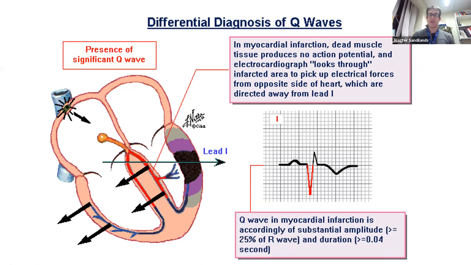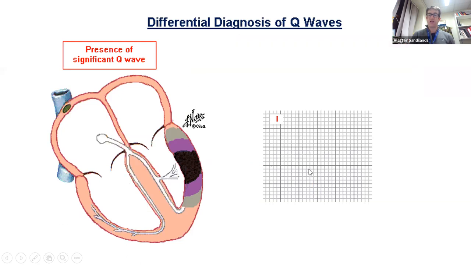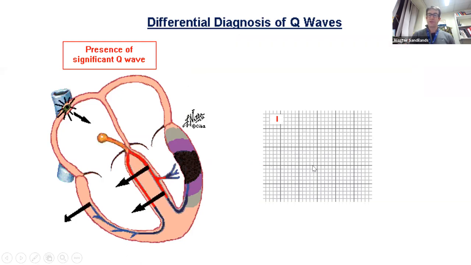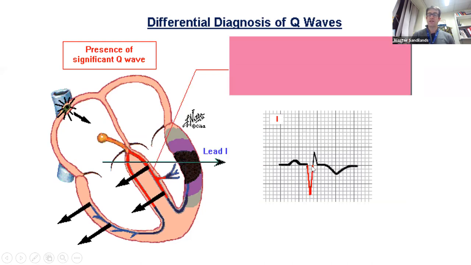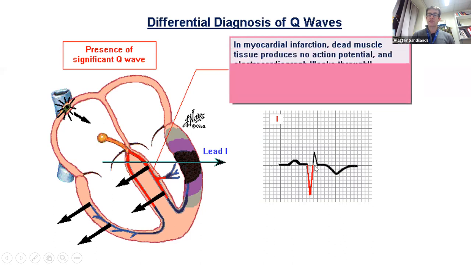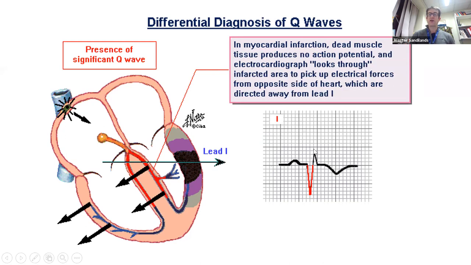So in this example, we have that. We've got our Q wave that is about 80 milliseconds when we look at it again. So the length of this is over 40 milliseconds, and it is over 25% of the R wave.